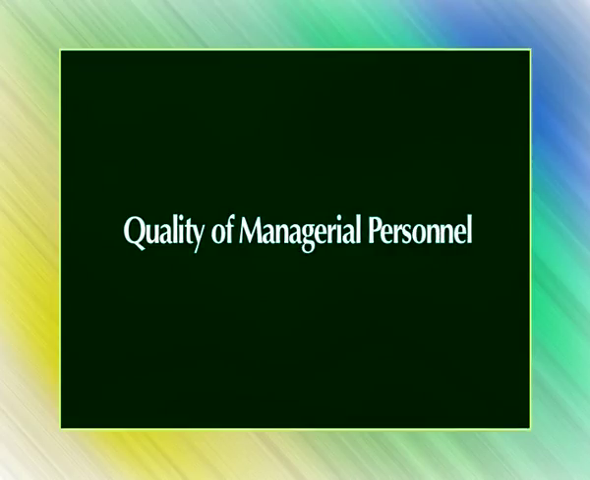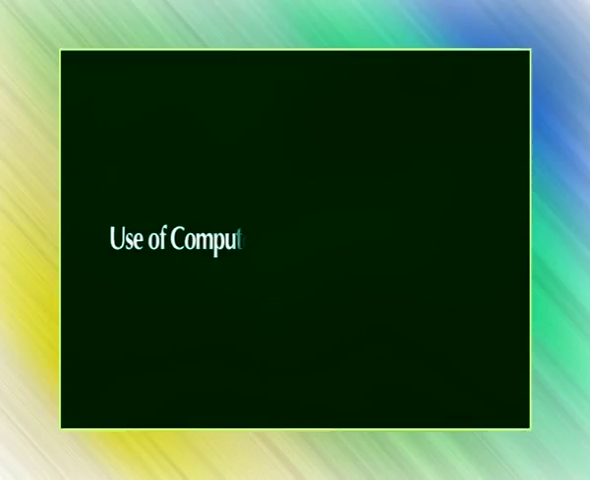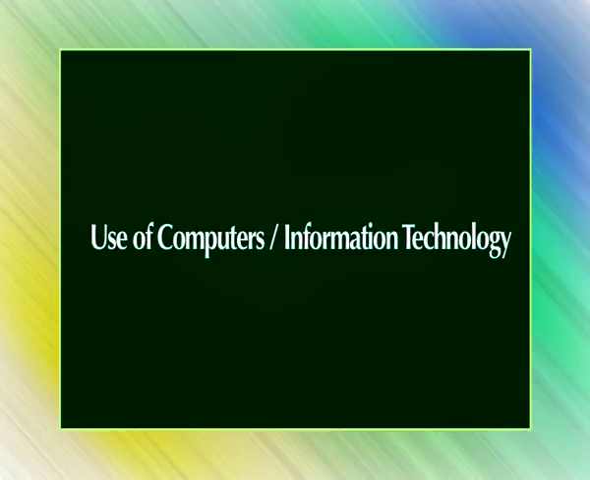Number C, quality of managerial personnel. The attitudes, abilities, interpersonal skills, maturity, experience, etc. of the personnel within an organization have a profound influence on the extent of decentralization. Number D, growth rate of an institution. If the growth rate of the institution is high, the degree of decentralization should also be higher. Number E, use of computers or information technology. The use of computers and IT leads to a greater degree of decentralization.